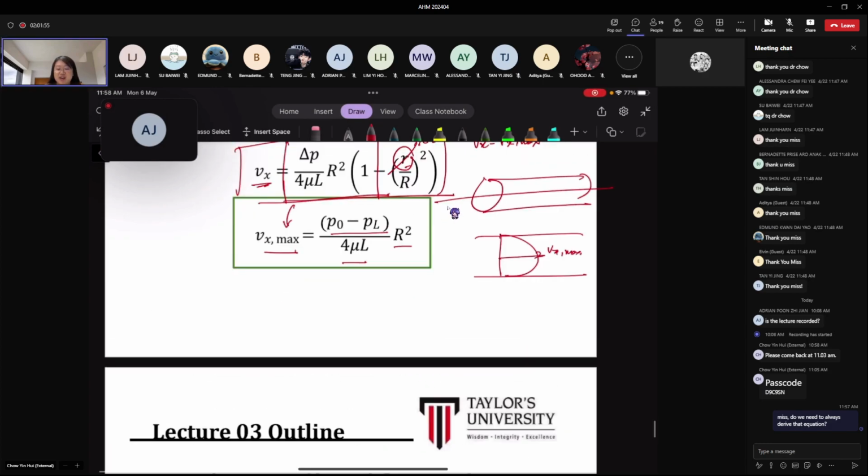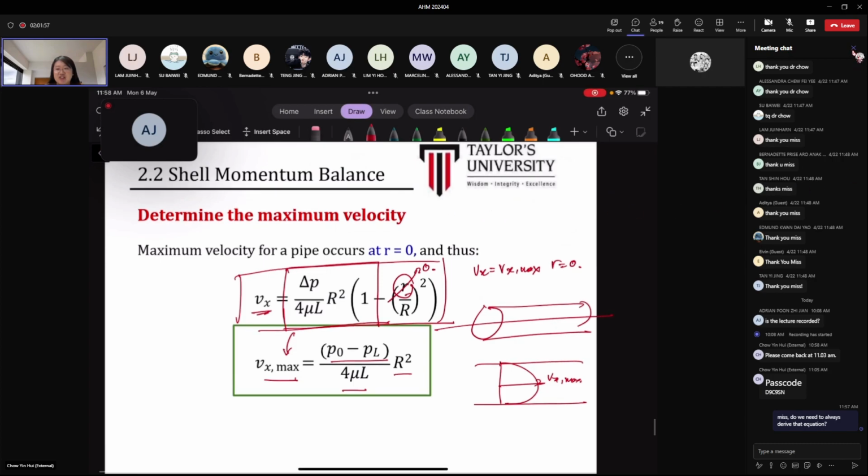There's a question in the chat area: do you always need to derive the equation? For this module, there are two ways to derive the velocity profile, as mentioned: the shell momentum balance method and the Navier-Stokes equation method. For both, students have to master it.